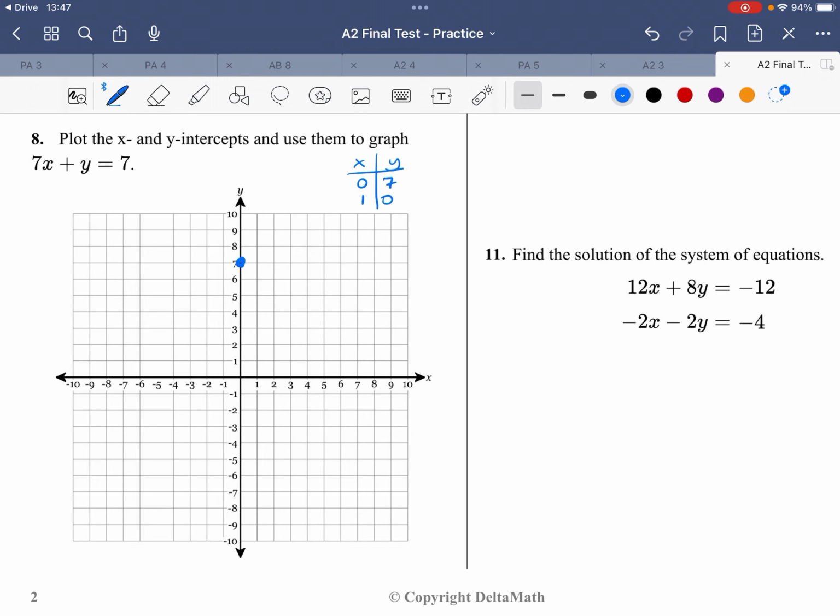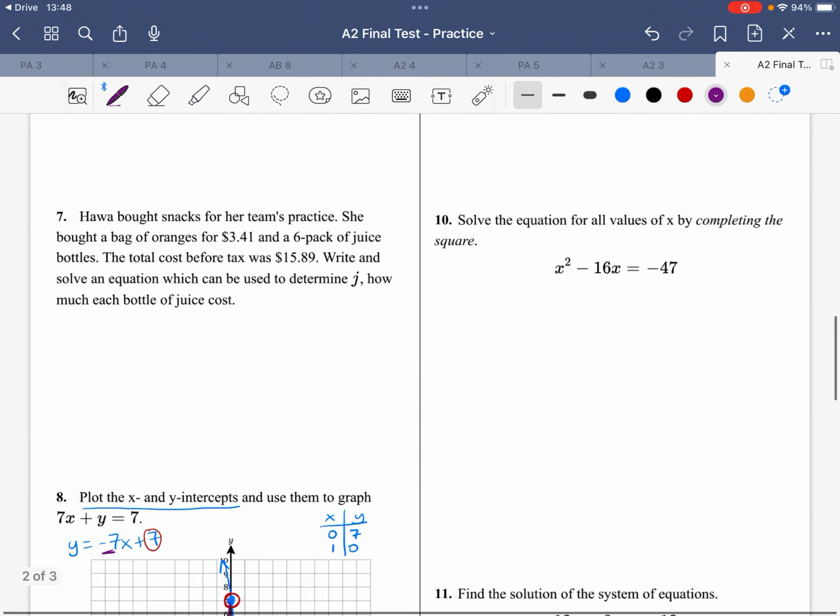So the point (0, 7) is here, the point (1, 0) is here, so that's going to be our line, something like that. This is my favorite way to do it, and that was it asking you to plot the x and y intercepts. Some of you might choose to solve for y first and get negative 7x plus 7, and you'll get the same result, because the y-intercept is 7 and the slope is negative 7 over 1. Anyway, two different ways of doing it.